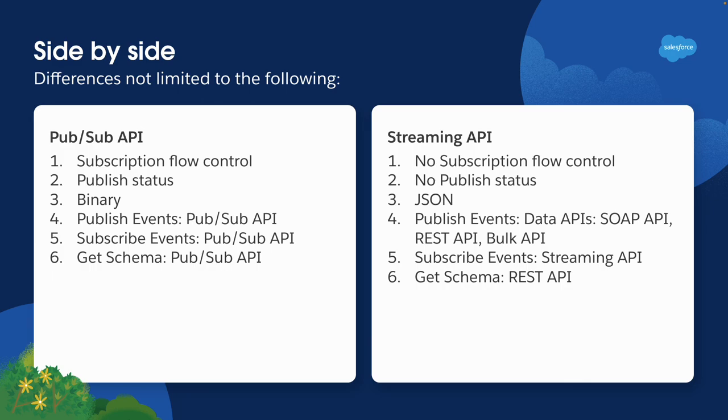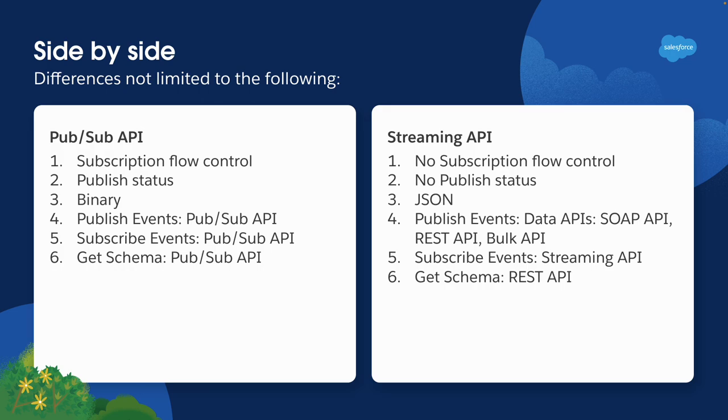And then the last 3, 4, 5, and 6, you can see on the left-hand side, it looks like I've just copied and pasted PubSub API for all of them. Well, that's this single interface. You can publish events, subscribe to events, and get the schema for that particular event, all by using the PubSub API. That's faster, easier development using that single interface that I mentioned earlier.